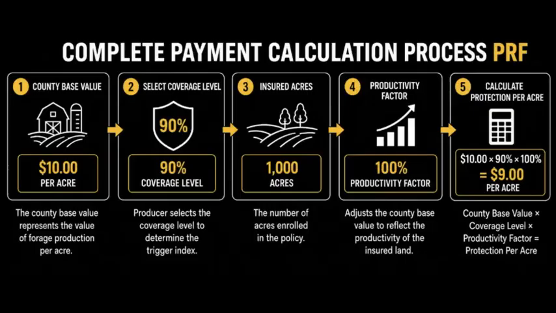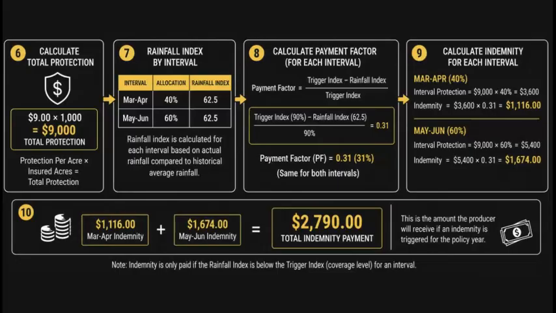We take the $10 county base value, multiply it by the 90% coverage level, and then multiply that by the 100% productivity factor. $10 times 90% times 100% gives us $9 of protection per acre. Next, in Step 6, we calculate the total protection for the policy. We multiply the $9 of protection per acre by the 1,000 insured acres. That gives us a total protection amount of $9,000.